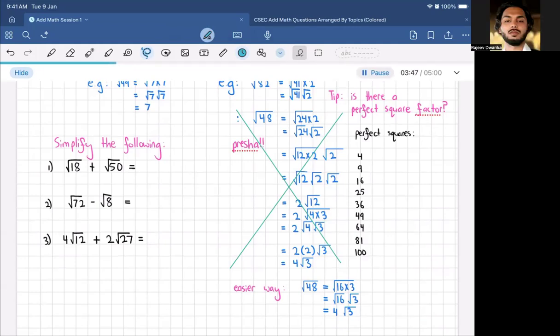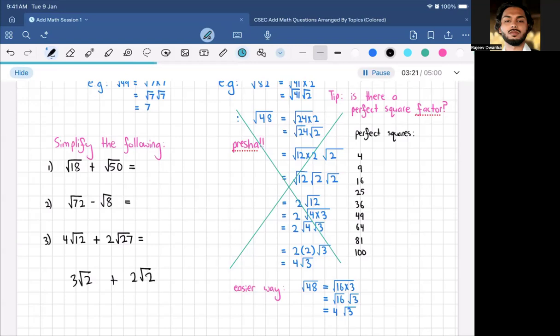Remember yesterday we looked at like terms, how to group together like terms. It's a similar concept over here. Let me give you an example. If you had 3 root 2 plus 2 root 2, how many root 2s do you have there? Tell me, Shina.